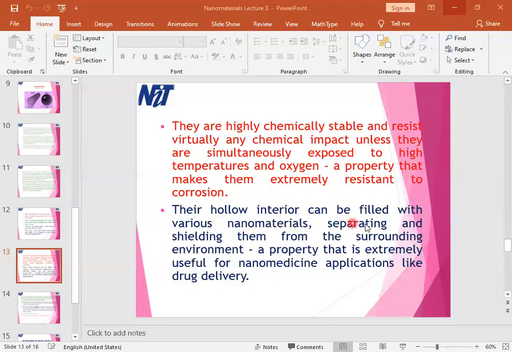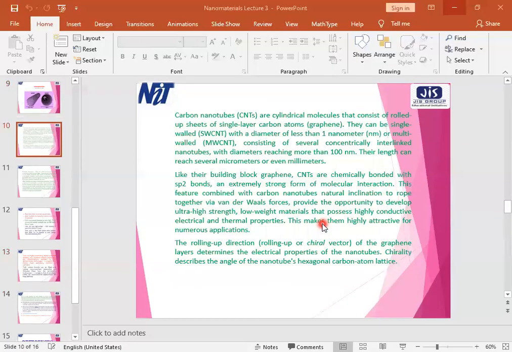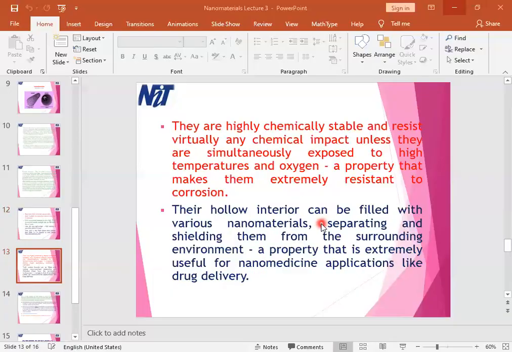Their hollow interior can be filled with various nanomaterials. You see, they have hollow structures, so they can be filled with several materials. So if you want to produce a nano drug, you can put some material inside it and it can be given to the patient, separating and shielding it from the surrounding environment, a property that is extremely useful for nanomedicine applications like drug delivery.